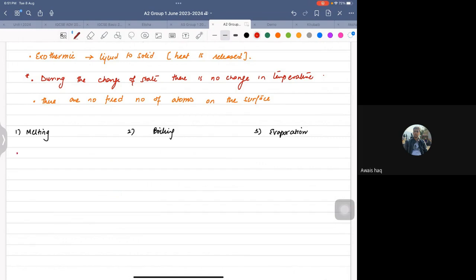In melting, basically, solid is heated. Particles start to vibrate vigorously at their fixed positions. Always write everything in A2 with clarity, please. Do not miss any points. It's very important.